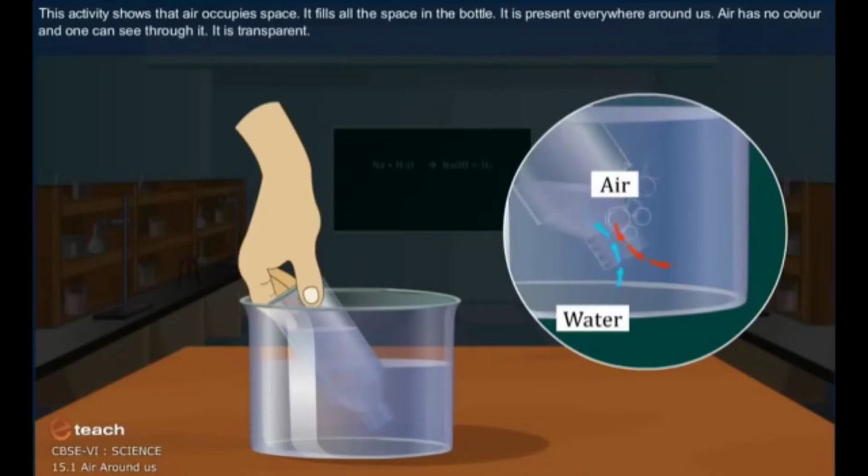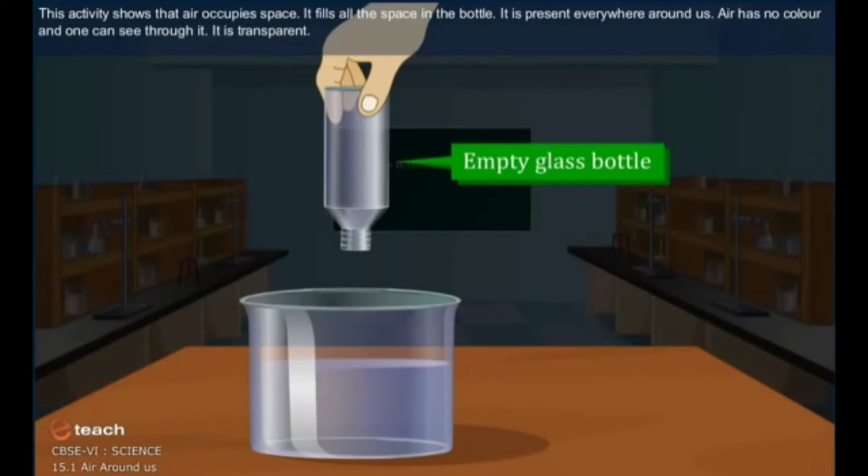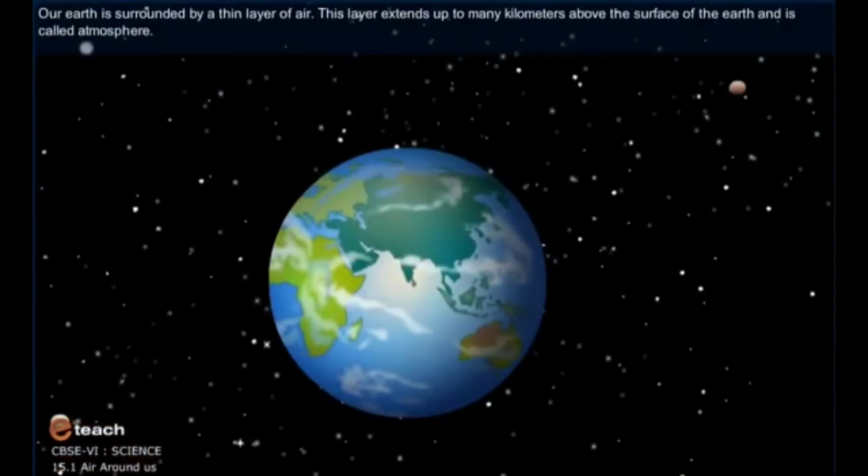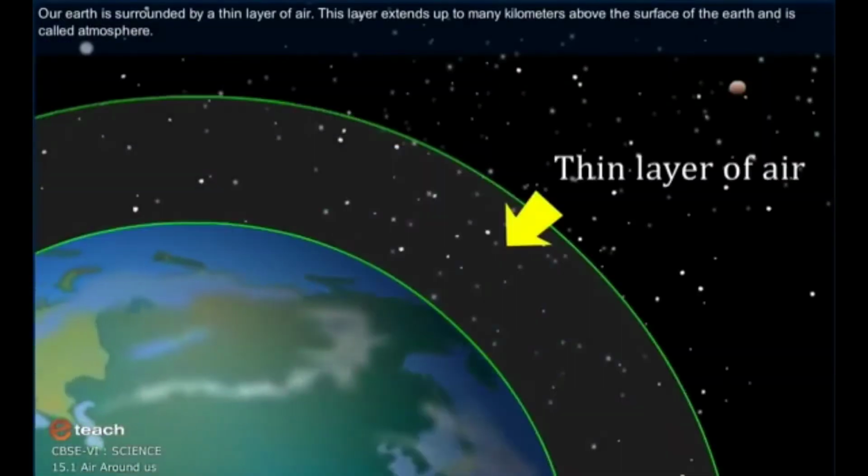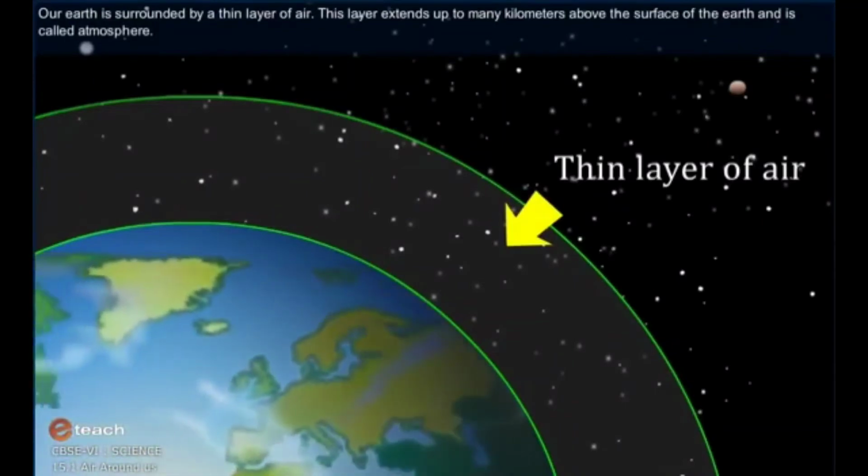This activity shows that air occupies space. It fills all the space in the bottle. It is present everywhere around us. Air has no color and one can see through it. It is transparent. Our earth is surrounded by a thin layer of air.